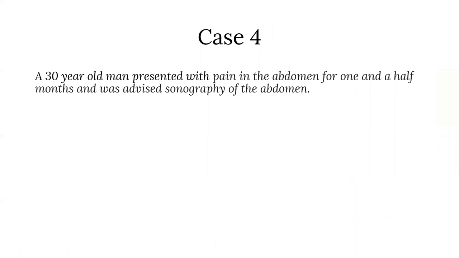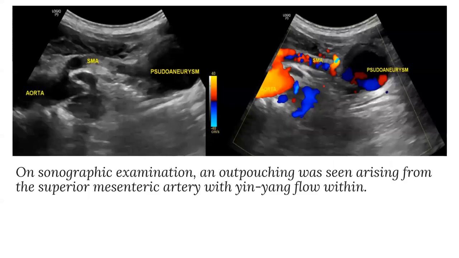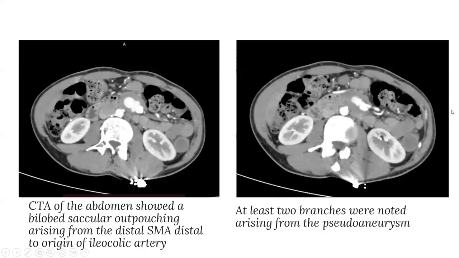This is case four of a 30-year-old man who presented with pain in the abdomen for 1.5 months and was advised sonography for the same. On sonographic examination, an outpouching was seen, arising from the superior mesenteric artery, which showed yin-yang flow within it. These are the axial CT images in the arterial phase, which showed a bilobed saccular outpouching arising from the distal SMA, distal to the origin of the ileocolic artery. There were a few branches arising from the aneurysmal sac.